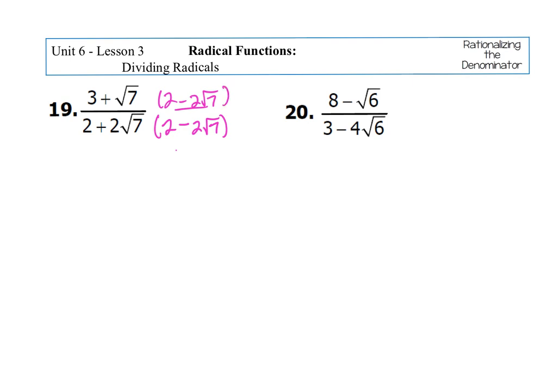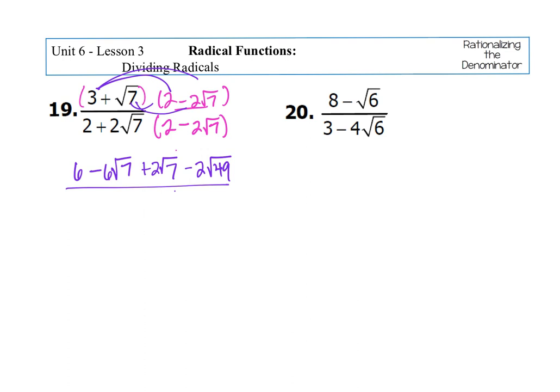So we have to FOIL the top and we have to FOIL the bottom. So here we go. We have 3 times 2 is 6. 3 times negative 2 square root 7 is negative 6 on the outside. Square root of 7 stays underneath. And then the square root of 7 times 2 would be a positive 2 on the outside, square root of 7 on the inside. And then square root of 7 times negative 2 square root of 7. The negative 2 is on the outside, and 7 times 7 is 49.